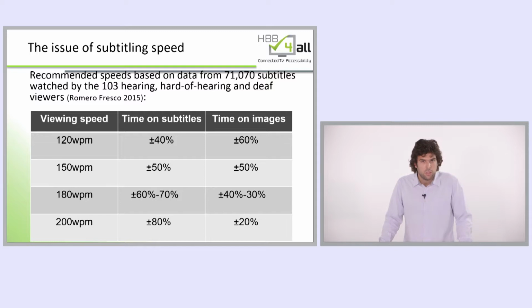Should the subtitles be as fast as 200 words per minute, then the time on the subtitles would be as much as 80%, and the time left to look at the images will be as little as 20%. In other words, the faster the subtitles, the less time is available to look at the images.